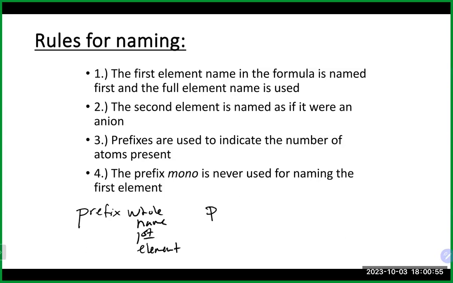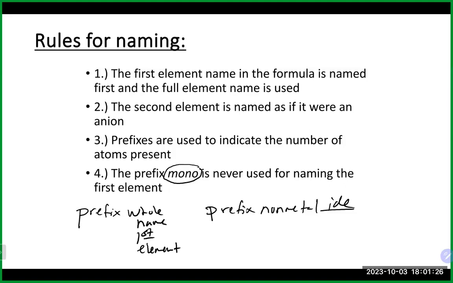And then we will use a prefix, and the second guy will be named like everything else we've been doing. It will get the IDE treatment at the end. Now, there are a couple of rules that apply when we're dealing with type 3 compounds. First, one of the major ones is we do not use mono on the first name, but you can use it on the second name. So no mono on the first name, but it is okay to use on the second name.